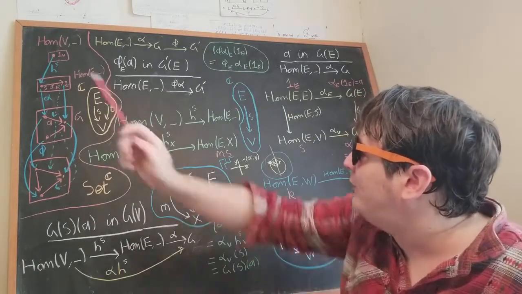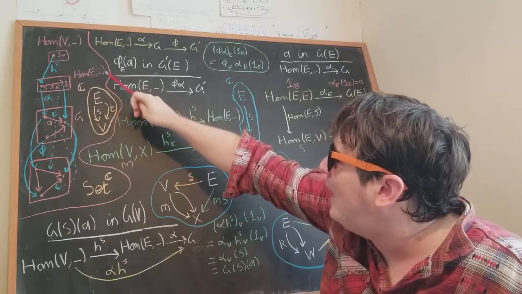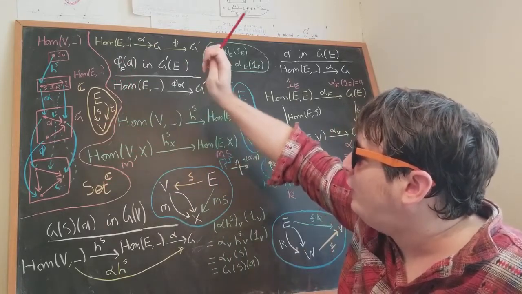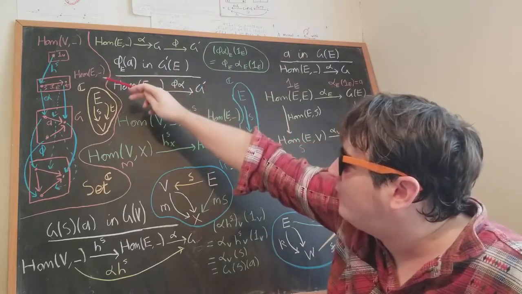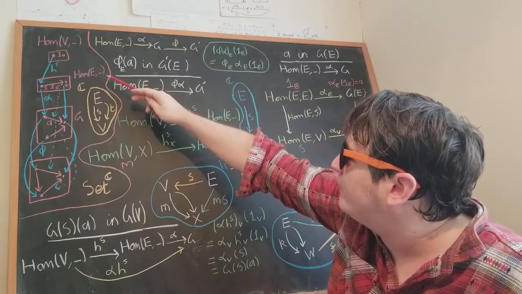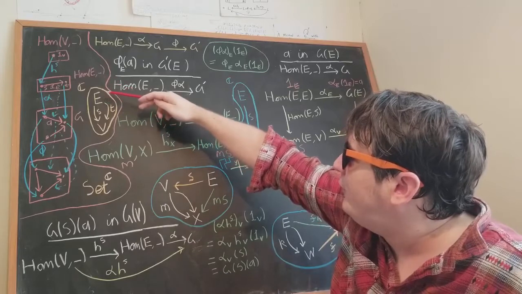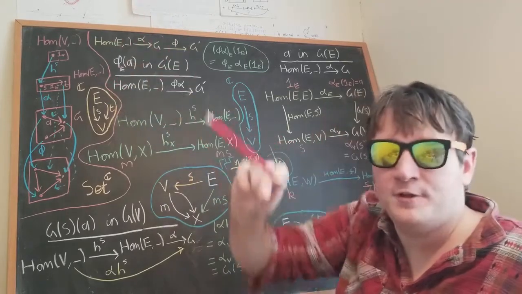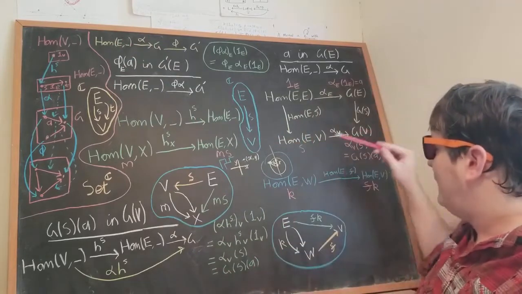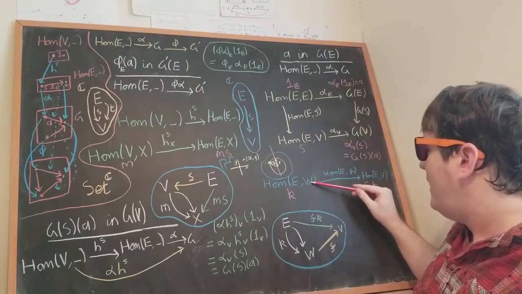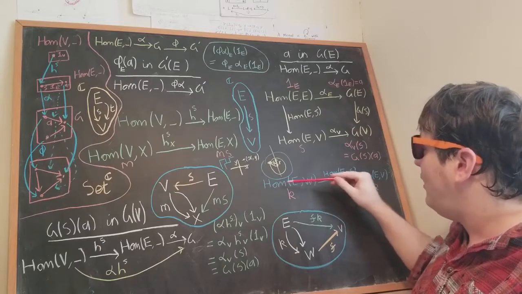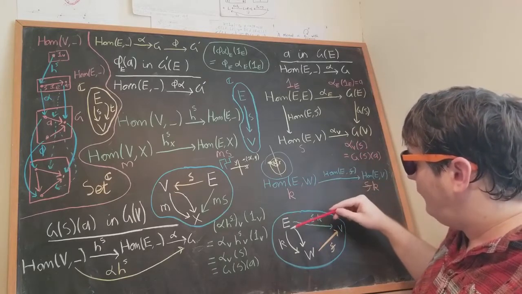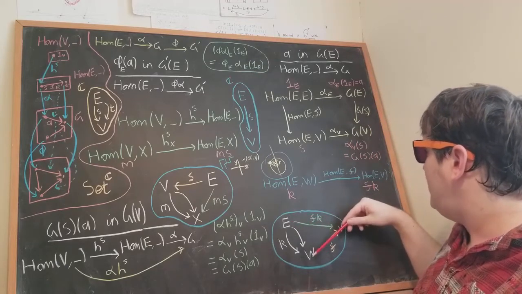What is this hom(E, -)? Well, it's a functor from C to Set. It sends an object of C to the set of arrows from E to that object. So for example, if we have an object W in our category, then hom(E, -) sends W to this set of arrows from E to W.